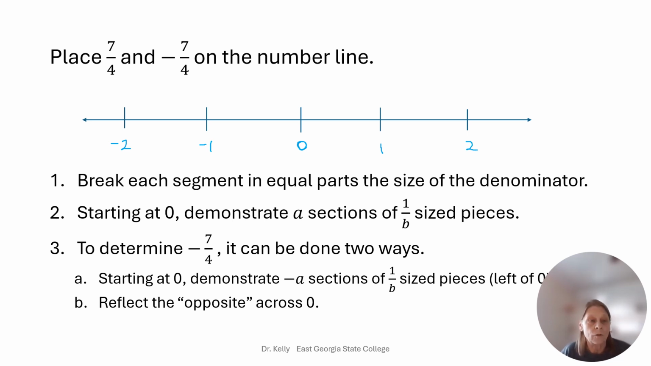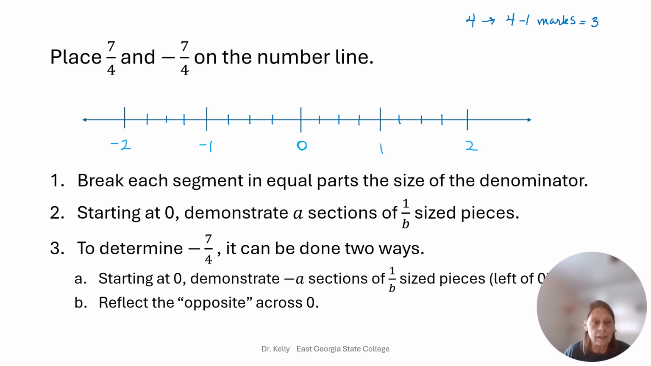So let's take a look at the directions here. It says, first, break each segment into equal parts the size of the denominator. The denominator here is 4. So we need to use 4 minus 1 marks to divide it. So we need 3. So I'm going to put 3 marks in here. I'll do my best to get them nicely placed. Okay, so we get that all done.